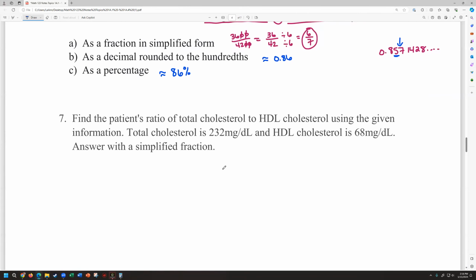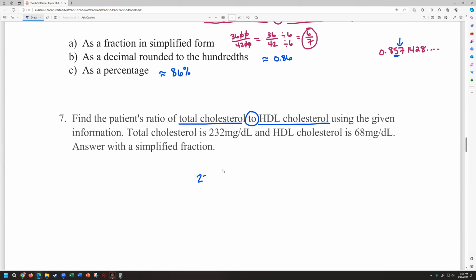All right, let's look at another example. Find the patient's ratio of total cholesterol to HDL cholesterol using the given information. The total cholesterol is 232 milligrams per deciliter, and the HDL cholesterol is 68 milligrams per deciliter. Answer with a simplified fraction. Okay, again, look up here, total cholesterol to HDL. So this is numerator to denominator. So just because you see HDL being smaller doesn't always mean it's going to be written on top of the fraction. It has to do with how they listed it in the ratio directions.